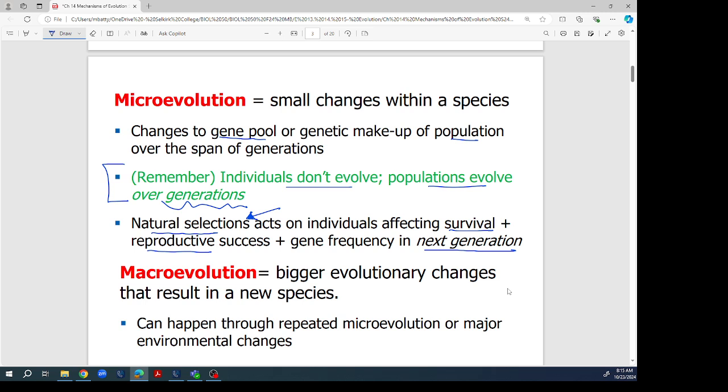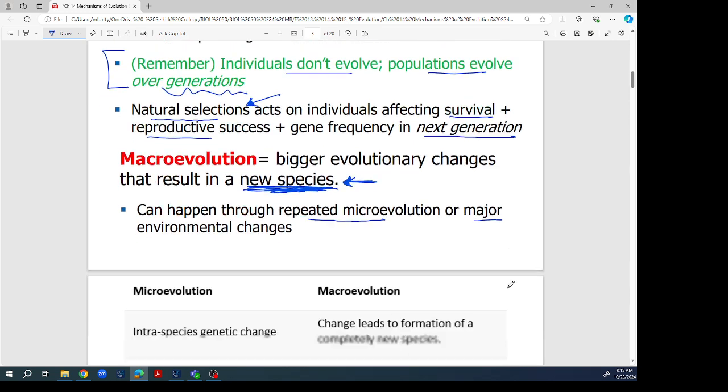So macroevolution are bigger changes and they make a new species. And so this is different. This is probably what we're thinking about with evolution when we talk about evolution of humans or that sort of thing. But really what it is, it's repeated microevolution or major environmental changes that can make a new species.